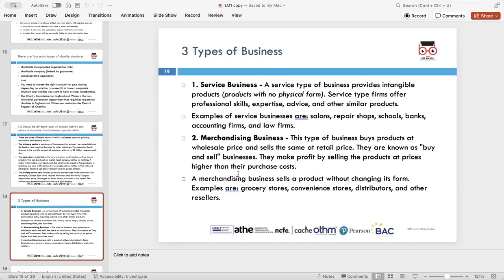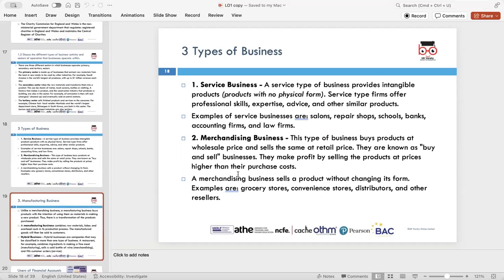Types of business: service business, merchandising business. So one of three types of businesses is a service business, which is characterized by the provision of intangible items, which are products that do not possess a physical form. Service companies provide a variety of products and services, including professional experiences, advice, and other comparable offerings. Some examples of service businesses are salons, repair shops, schools, banks, accounting firms, and law firms.